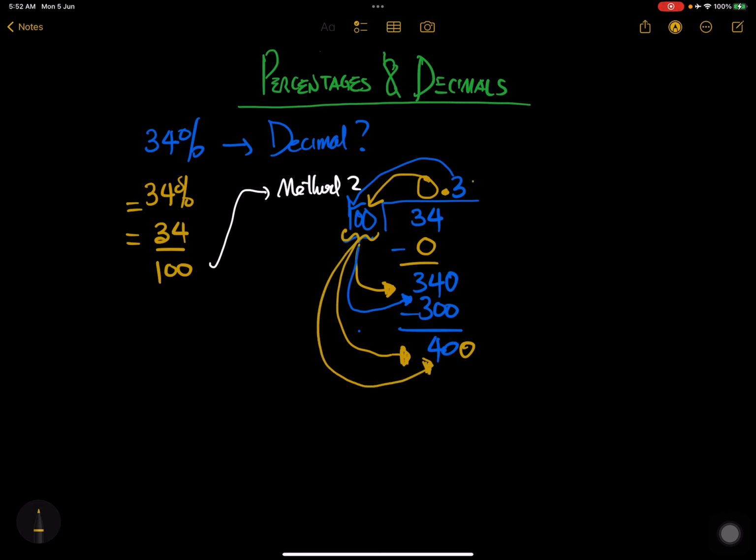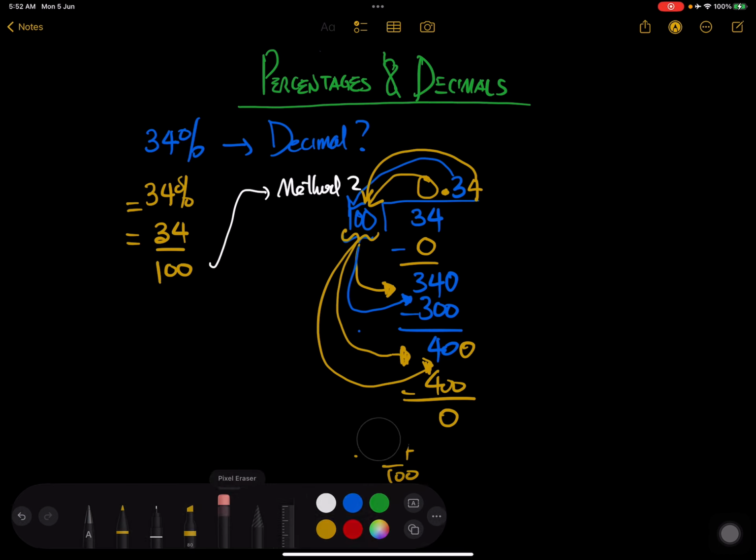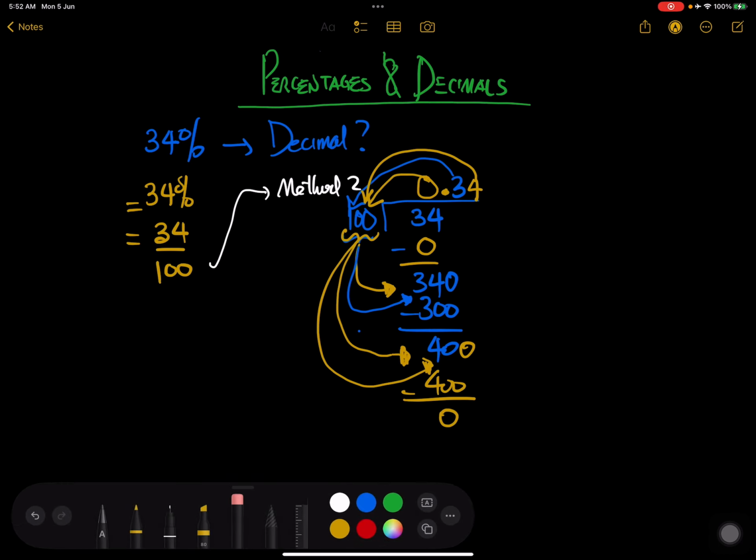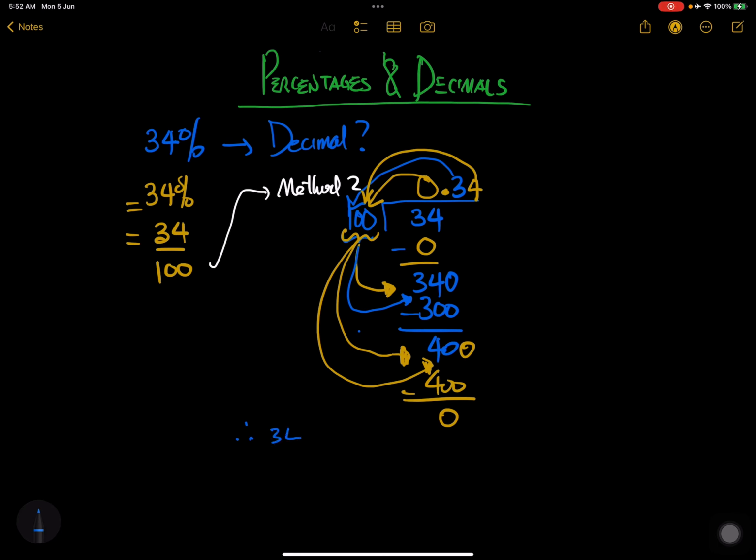It is 4 times. And then the 4 will multiply this 100 again, and then we get what? 400. So then you take 400 from 400, you get what? 0. Therefore, 34 over 100, or, sorry, let's put it this way. We can say that therefore 34%, which is 34 over 100, which is a fraction, will give us 0.34.